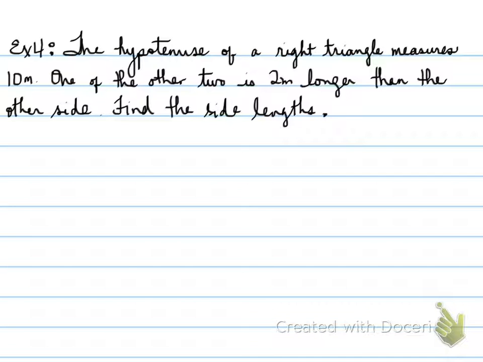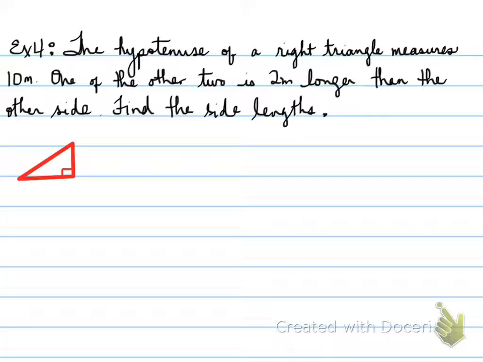So, the hypotenuse of a right triangle measures 10 meters. One of the other two sides is 2 meters longer than the other side. Find the side lengths. So we have a triangle, and it's a right triangle, so we use a little right angle to denote that. Now we have to fill in the information. Where is the hypotenuse located? That's something that students have a difficult time understanding. A lot of times they just say it's the longest side.